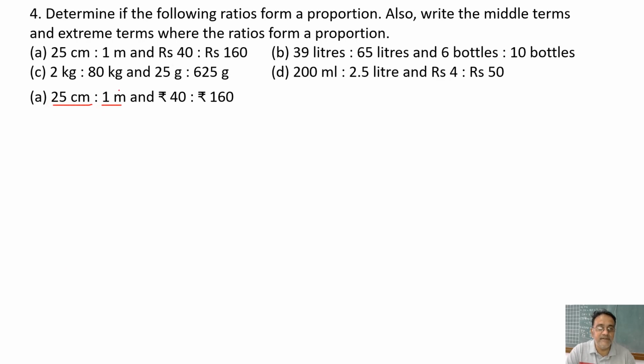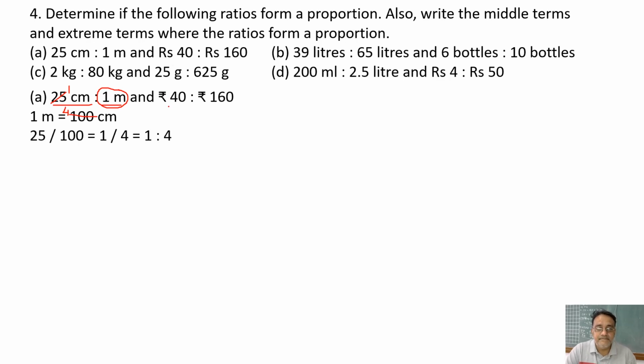So what we will do, we will convert 1 meter into 100 centimeter. Okay, 1 meter is equals to 100 centimeter. So अभी 25 और 100 का रेशियो निकालेंगे. 25 ones are 25, 25 fours are 100. So we are getting 1 by 4, that is 1:4.